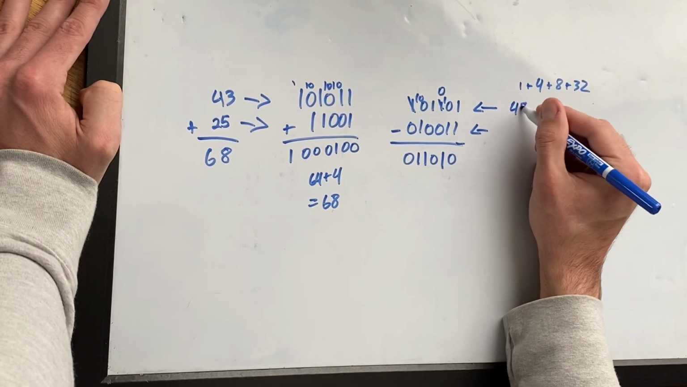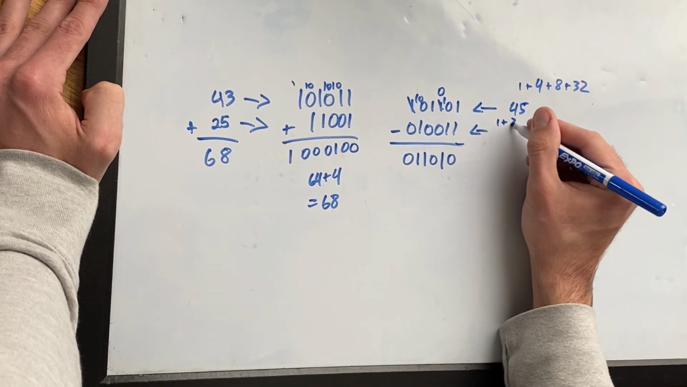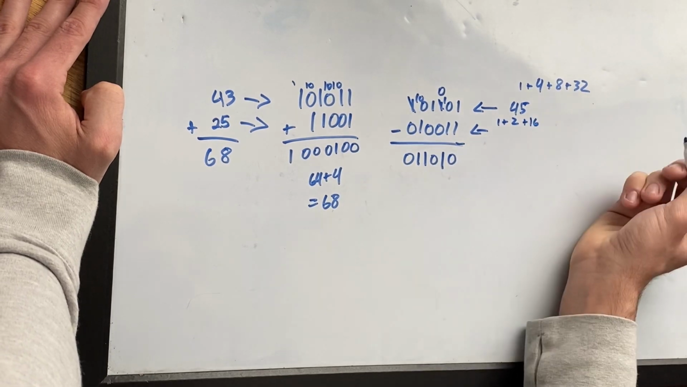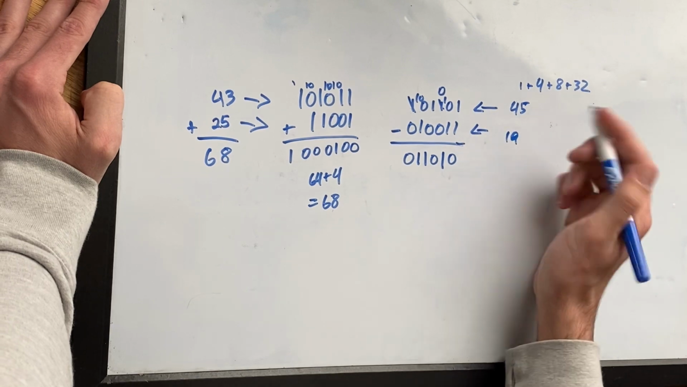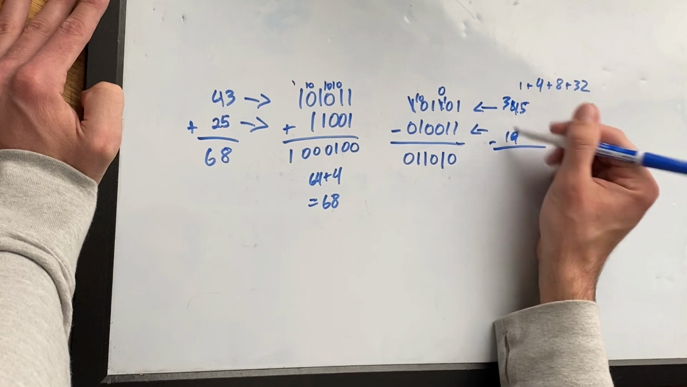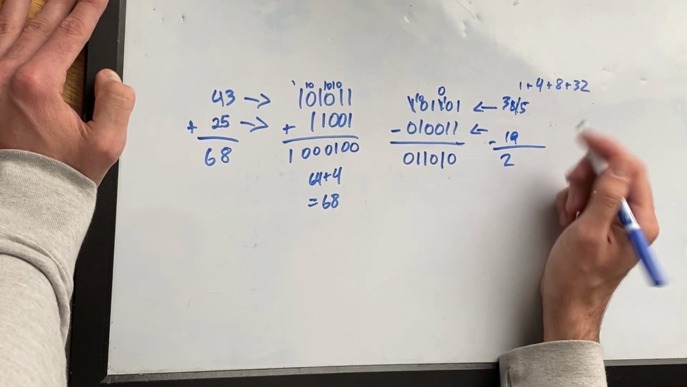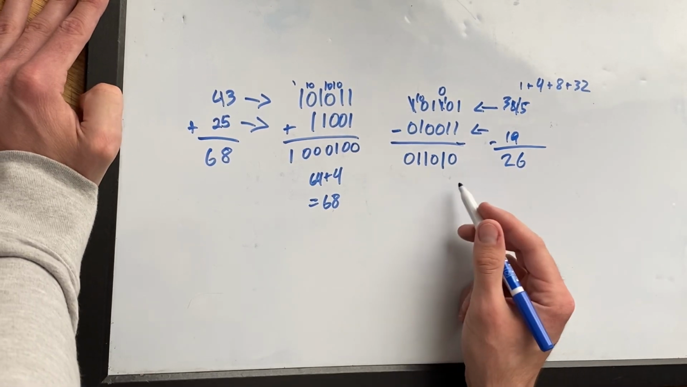So we're going to have 45, and then we have 1 plus 2, 4, 8, plus 16. So we're going to have 45 minus 19. Now we're going to borrow that. It's going to be 20. 15 minus 9 is going to be 6. So we have 26 for our answer.